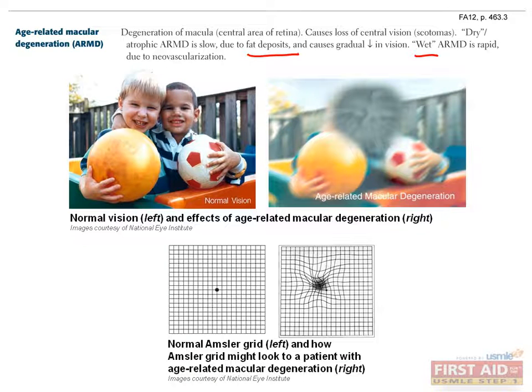Take a look at this example. People who have dry MD screen themselves with the Amsler grid. When the lines become wavy, they know it's time to call the ophthalmologist. Treatment is with VEGF inhibitors to prevent further neovascularization.